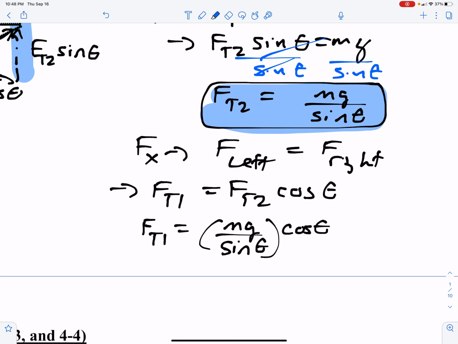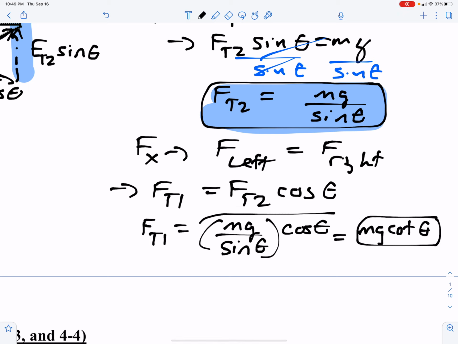Now, sine over cosine is tangent. Cosine over sine, like we have here, is cotangent. So you could leave it like this, that'd be fine, or you could write it as mg times the cotangent of theta. Either one would be fine.